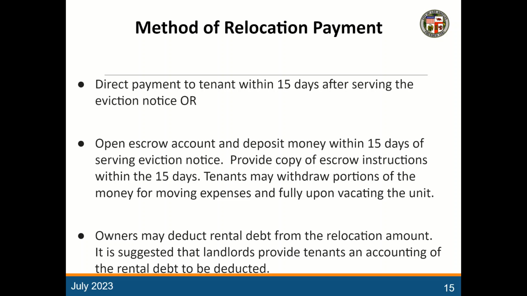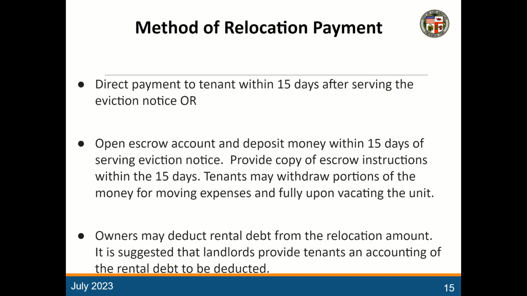Or a landlord may also choose to open an escrow account and deposit the relocation money within 15 days of serving the eviction notice. Escrow accounts are typically done sometimes with attorneys. Sometimes there are escrow account companies that specialize in this sort of transaction. And every once in a while, you may find a bank that's willing to do this. So the escrow account is open, the money is deposited. Really, the only one who could withdraw the money is the tenant of the unit.